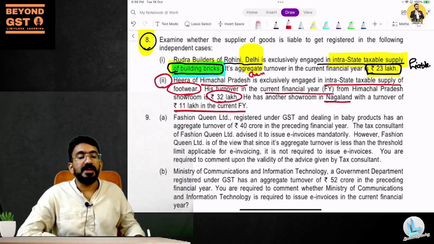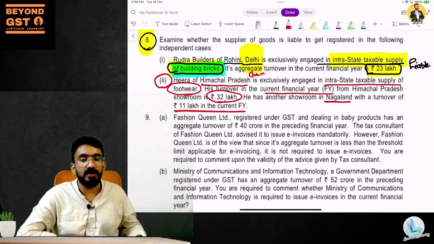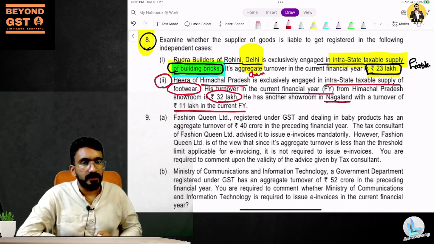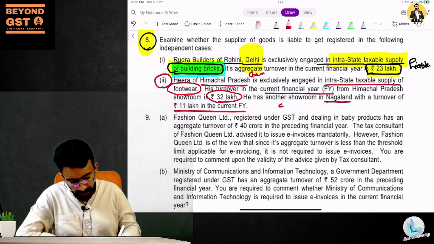Now, what do you mean by aggregate turnover? It's a turnover on all India basis. What will be the aggregate turnover of Hira? It will be 43 lakhs.